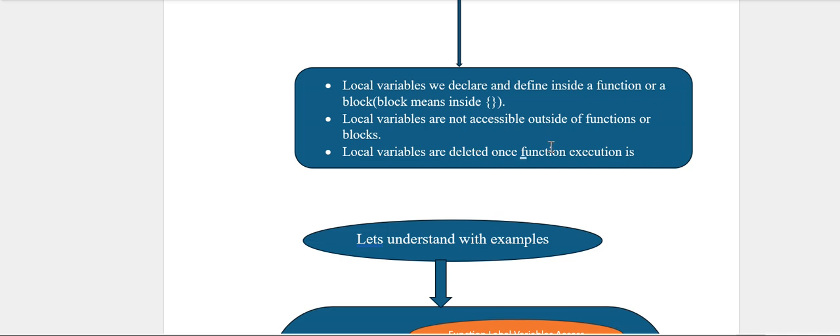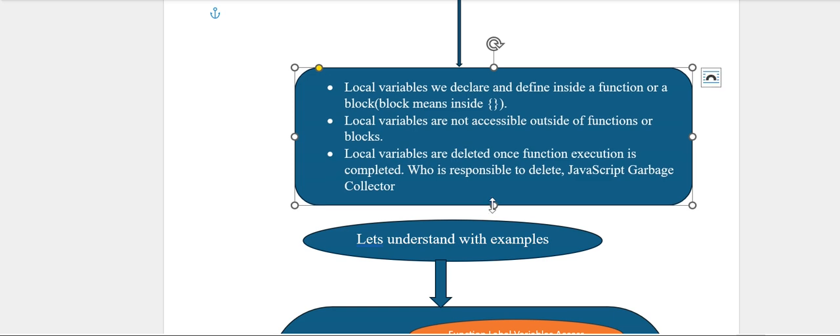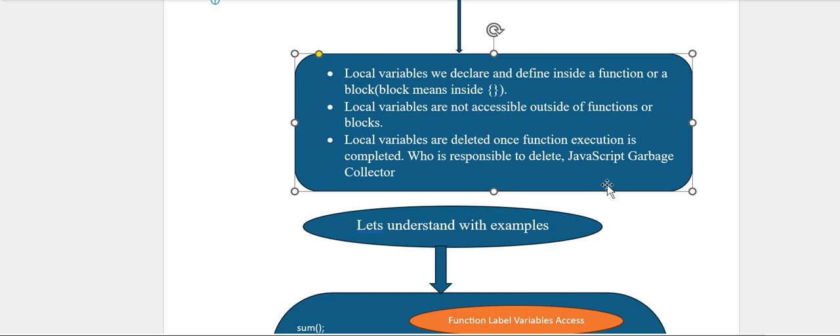The third point is that local variables are deleted once function execution is completed. What function-level execution means, how a function is executed, and what memory locations are initialized for functions or variables, we will discuss in a later video. For now, once the function execution is completed by the JavaScript engine, it is no longer needed, so the JavaScript garbage collector will remove that function from the stack area.